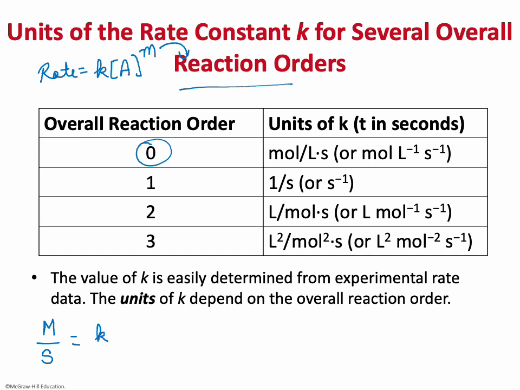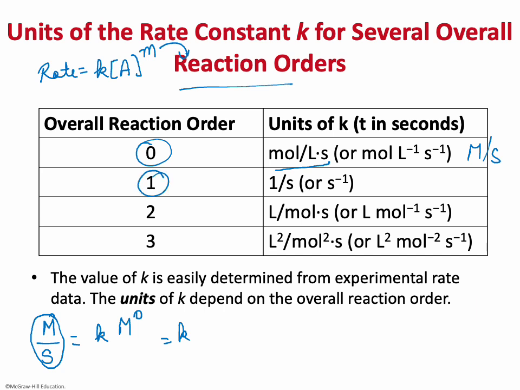And what is the unit for A? A is concentration, so it would be molarity to the power of 0. Molarity to the power of 0 means it's 1, which means this is equal to K. So what is K? K is molarity over second. Mole per liter over second, whichever way you want to write it. Okay, the next is if the overall order is 1.